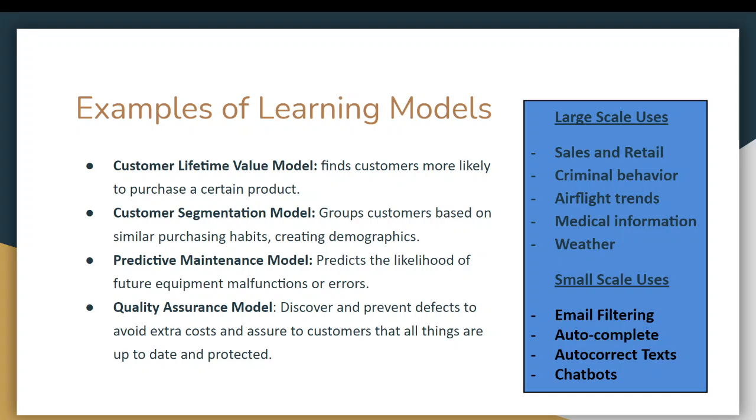And again, these models are just to gather information and create many different outcomes for the user to decide upon. The last one we could be talking about is the quality assurance model. This is just one that discovers and prevents defects to avoid extra costs and ensure customers that all things are up to date and protected.